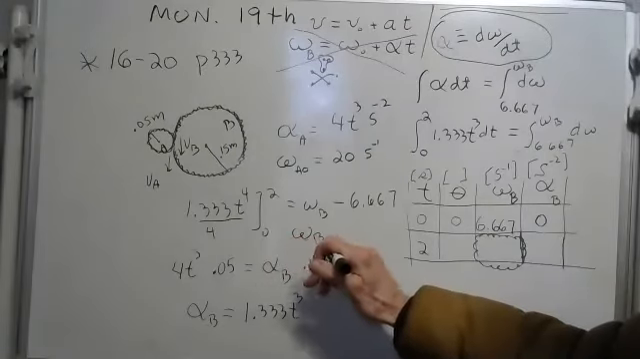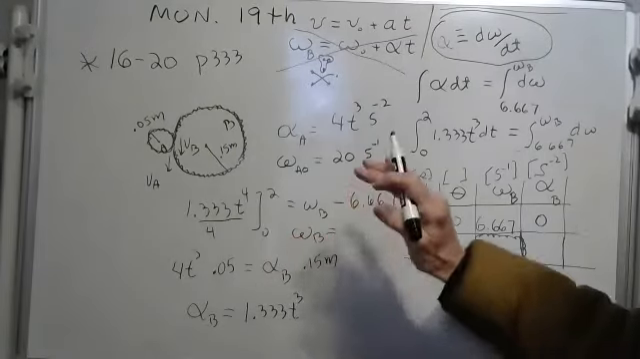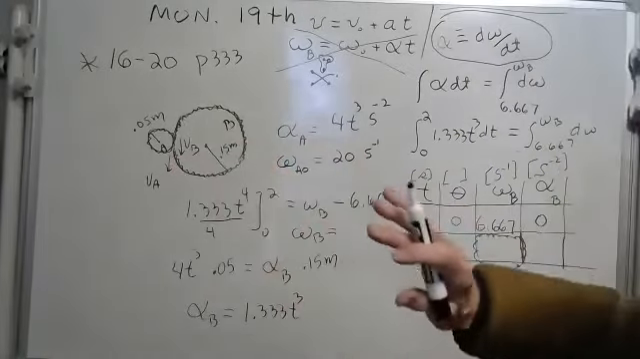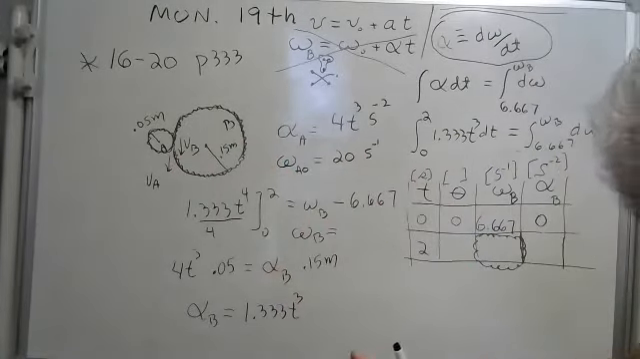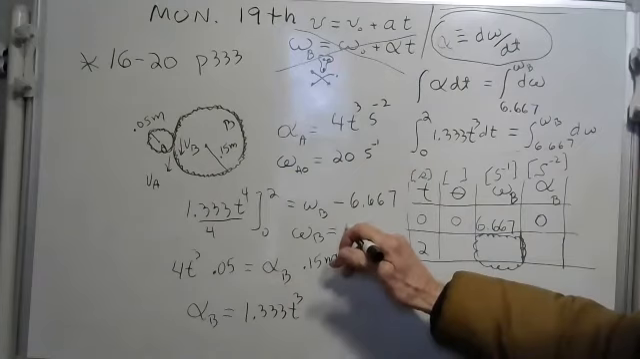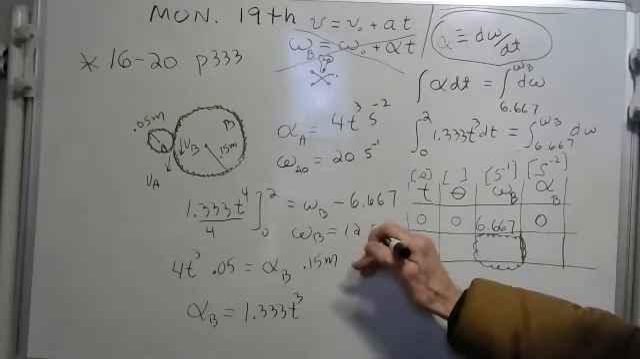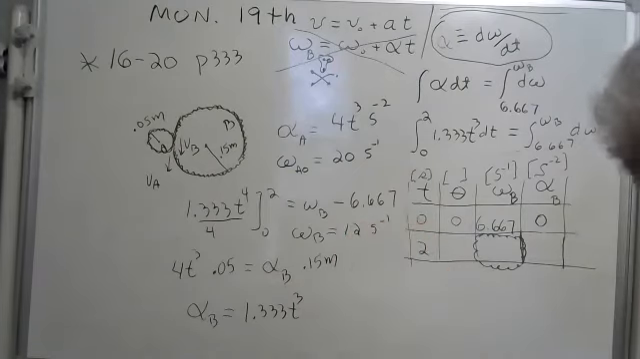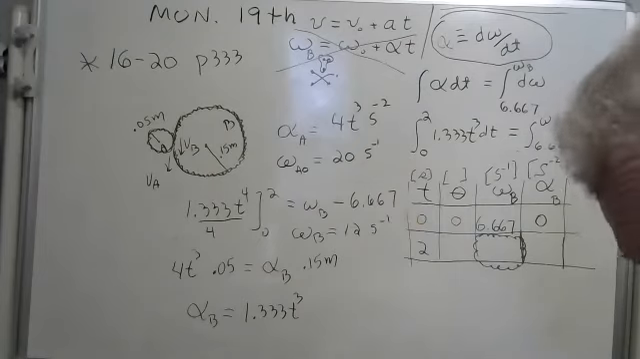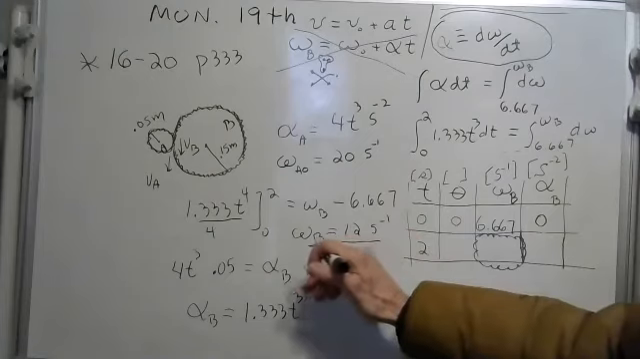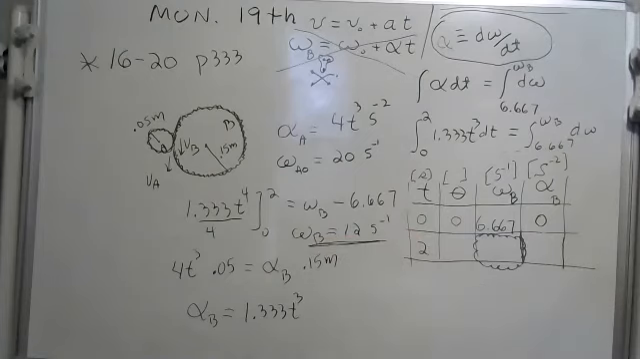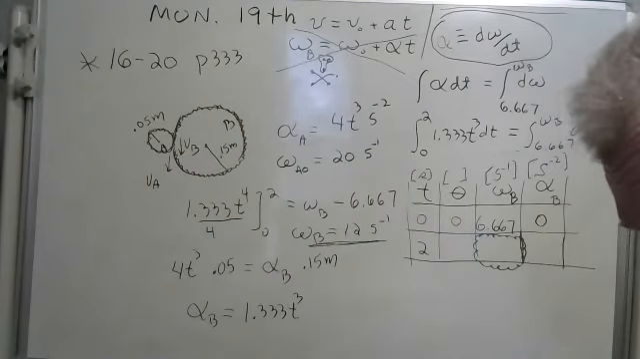I got the angular velocity of gear B at this particular instant in time, at 2 seconds, to be 12 radians per second. Now, I looked in the answer book in the back of this book, and that's what they said. So we did great. That was a little bit tricky, but we managed.